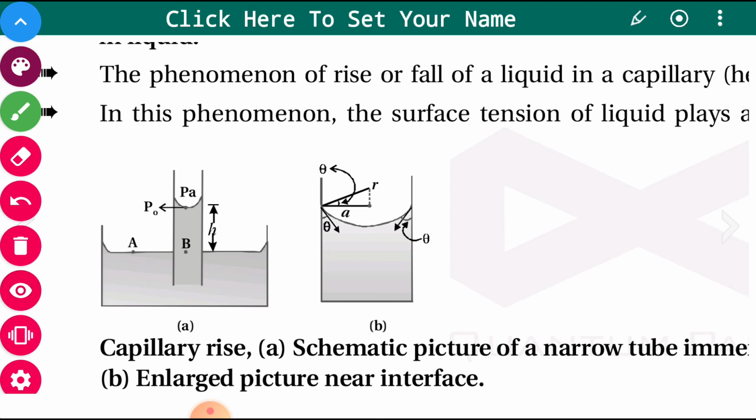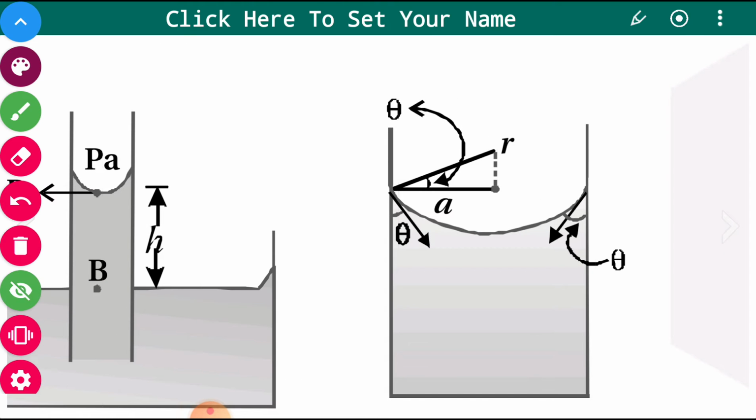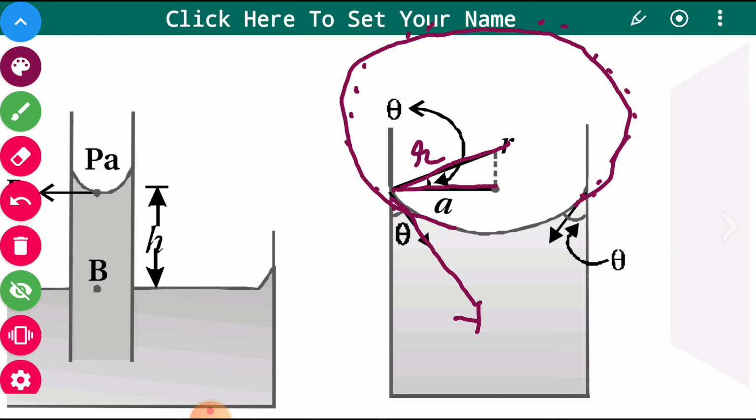Now this is the angle of contact, that is say theta. Try to understand this figure. This is the angle of contact. This is the radius of the capillary, that is A, and if you complete this whole meniscus this way, then its radius is nothing but r. So this circle which I have shown with the dotted line is completely made by the meniscus. That radius is r.